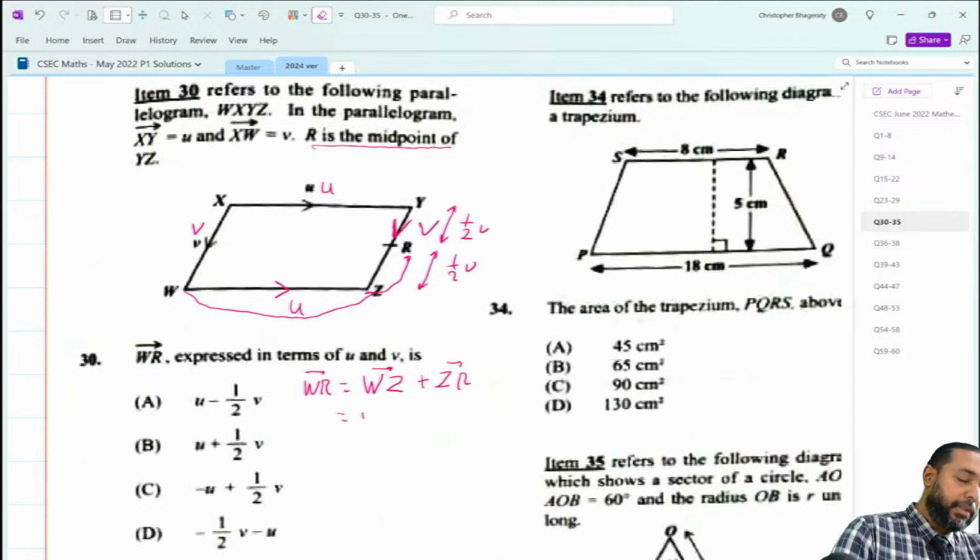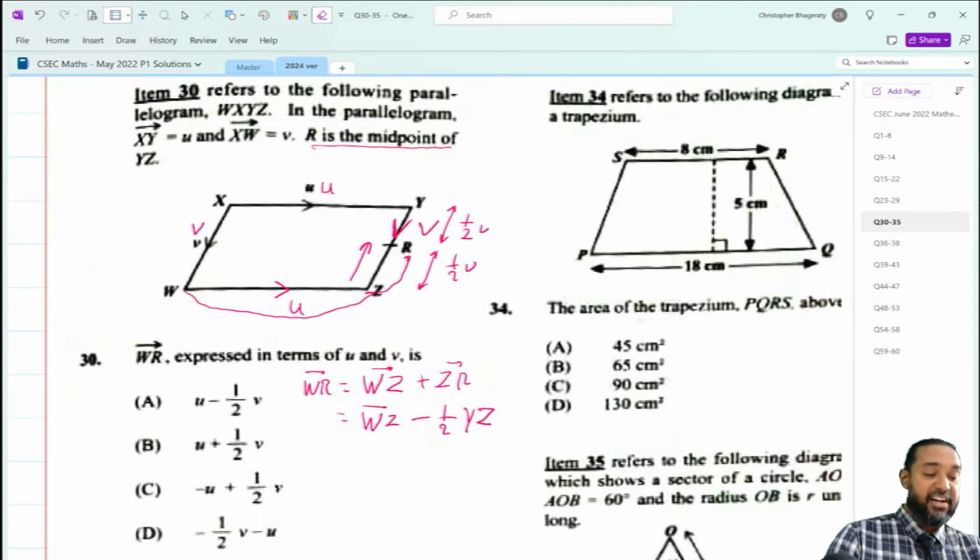Right? But you want to make a couple of little notes about ZR. So first of all, ZR is going up, and the vector along that line is going down. So you first of all have to inverse the vector, and then you also have to find half of it. And you're finding half because you're going to the midpoint along that line, because R is the midpoint of YZ. All right, so WZ is just simply U, and this is minus a half of V, which is option A.